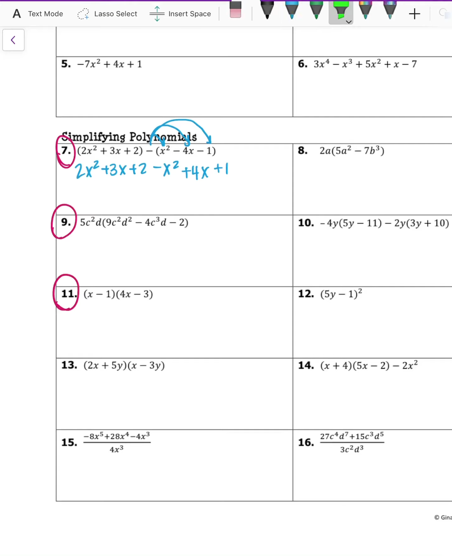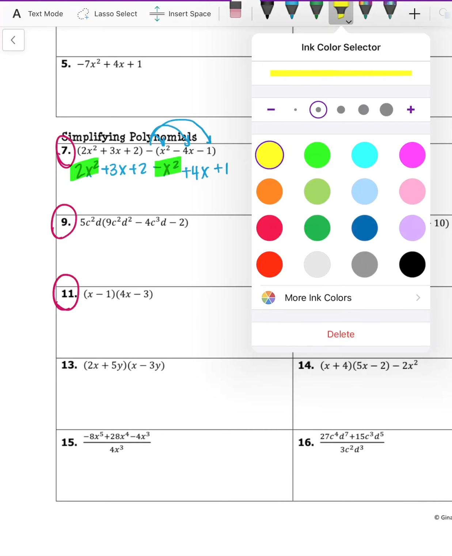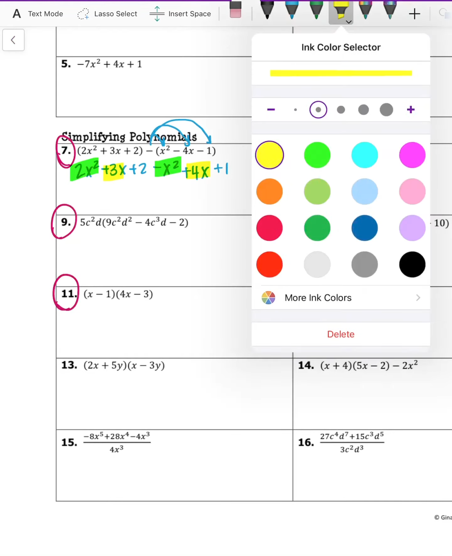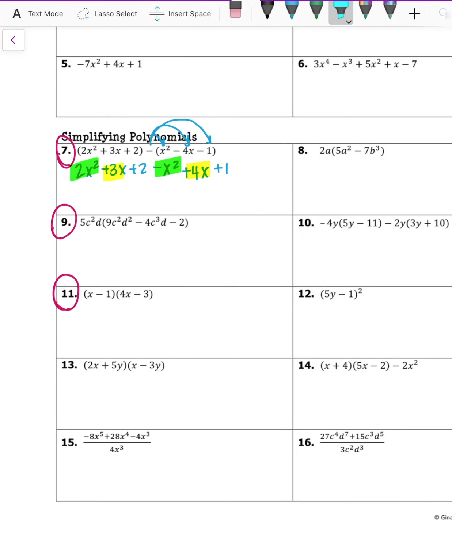Okay, now that I've done that, I can combine like terms. So I'm going to combine the ones that look alike. So I've got this 2x squared and a negative x squared. Now both of those have an x and a squared as an exponent, so they look alike. Then I have a 3x and a 4x. Okay, and they look alike because they just both have a normal x. And then finally I have a 2, let's not use blue because my writing's blue. I have a 2 and a 1, and they look alike because they're both constants.